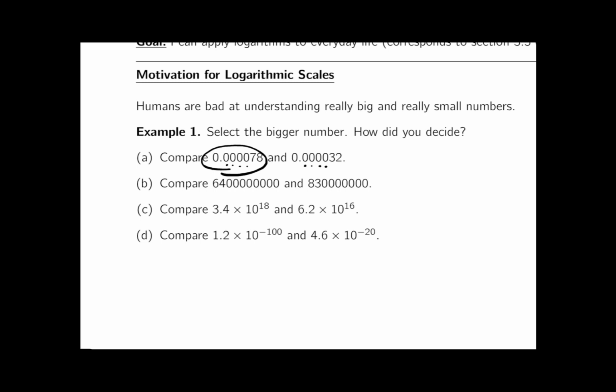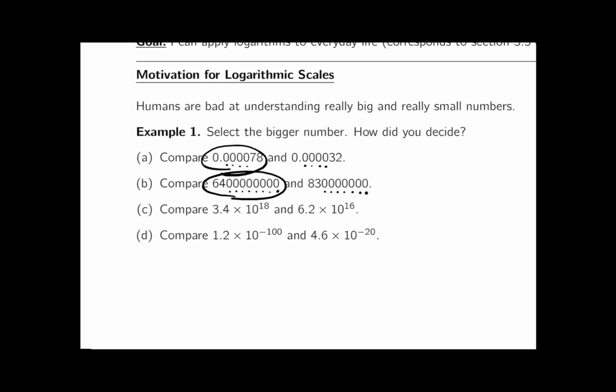Similarly, in B, especially since there's no commas in this number, it's hard to see which one's bigger, and we really have to count these zeros. There's 1, 2, 3, 4, 5, 6, 7, 8 zeros there. 1, 2, 3, 4, 5, 6, only 7 zeros there. So 64 with 8 zeros is going to be bigger than an 83 with 7 zeros. And so it's really not the 64 or the 83 part that I'm comparing. It's really the magnitude of this number, how many zeros are there.